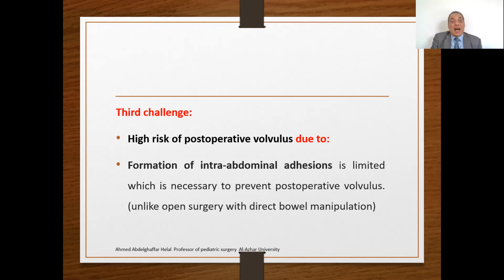The third challenge is the high risk of post-operative volvulus. Why? As we know, the formation of intra-abdominal adhesions is generally essential in the prevention of post-operative volvulus. In open surgery with direct bowel manipulation, it is straightforward that adhesions will form. However, in laparoscopic surgery with minimal manipulation, adhesions will be very minimal, like laparoscopic cholecystectomy and other laparoscopic procedures. So concern was raised about laparoscopic surgery for intestinal malrotation regarding post-operative volvulus because adhesions are limited during laparoscopic surgery. These limited adhesions may predispose this infant to develop post-operative volvulus, which may carry higher morbidity for this child.